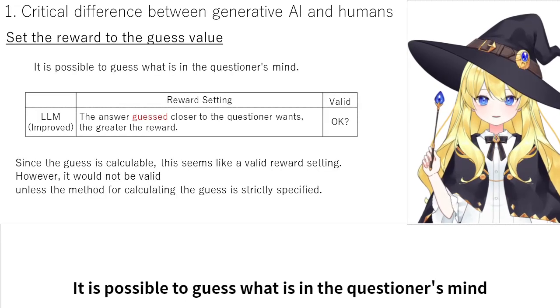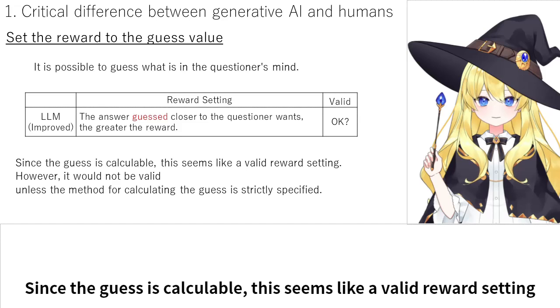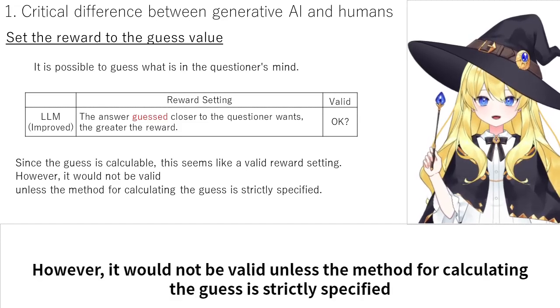It is possible to guess what is in the questioner's mind. The closer the answer is to what you suspect the questioner is asking, the larger the reward you set. Since the guess is calculable, this seems like a valid reward setting. However, it would not be valid unless the method for calculating the guess is strictly specified.